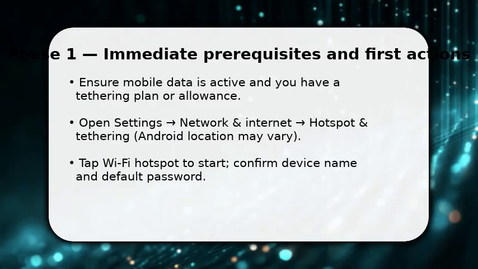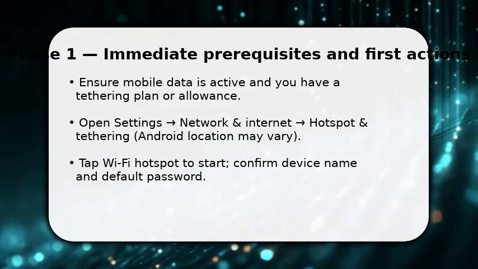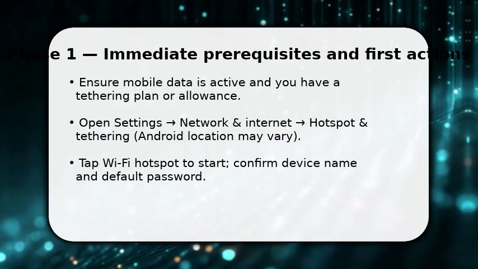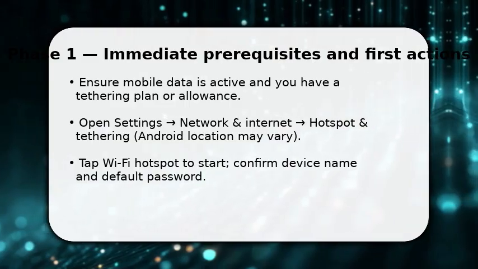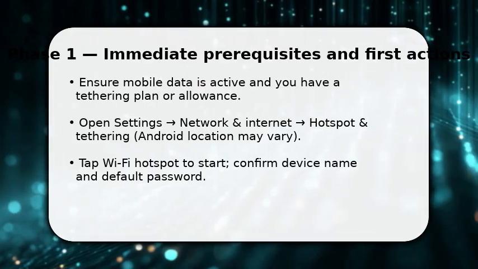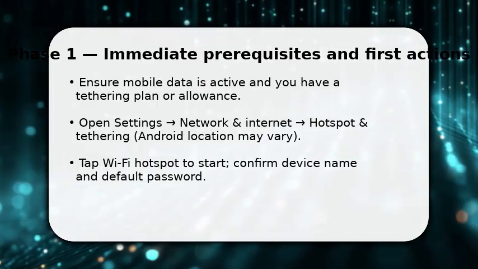You begin by confirming prerequisites: mobile data enabled and tethering permitted by your carrier. Once done, open Settings, then Network and Internet, then Hotspot and Tethering. Android menus differ by OEM, so scan for similar labels.